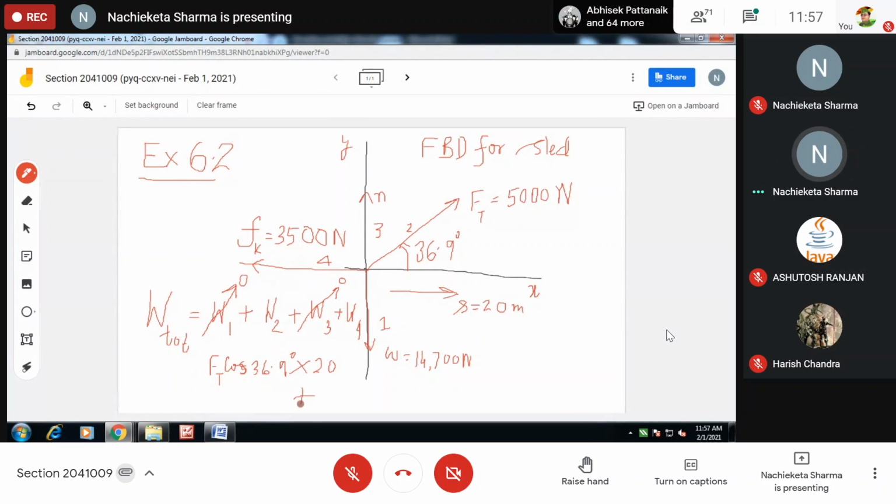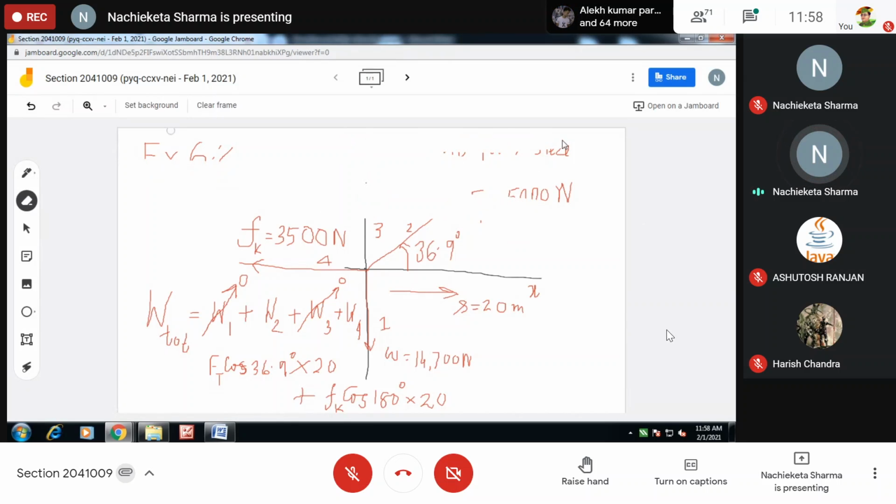W4 will be the force Fk, cos 180 degree, into the displacement, that is 20 meter. So if we do the calculation, one will be plus, the other will be minus. So let us see what we are going to get.